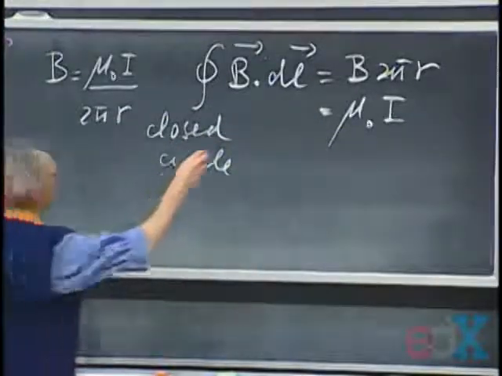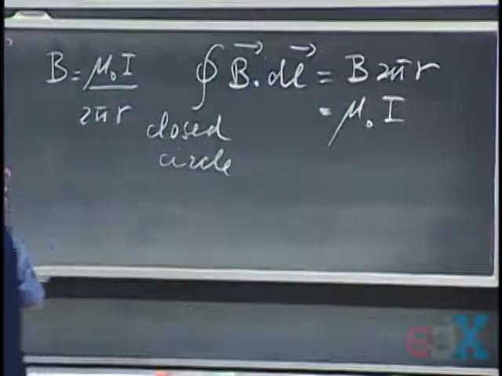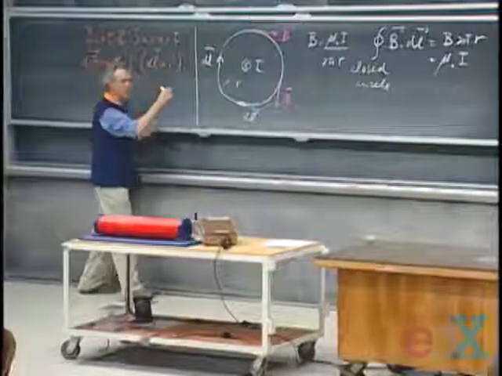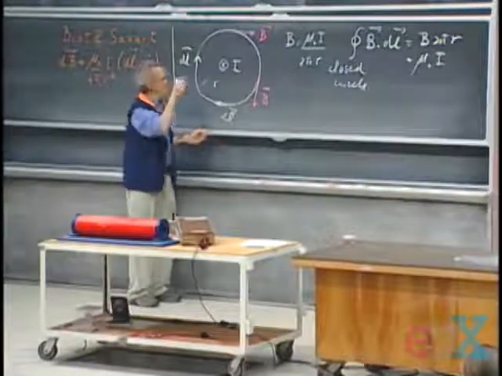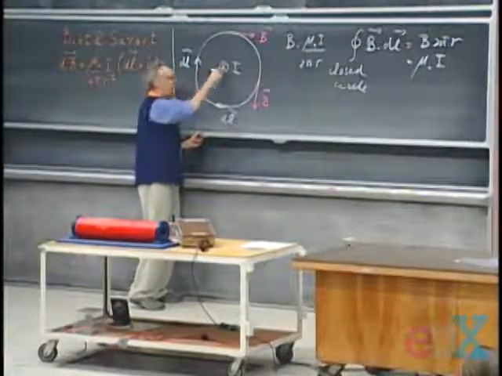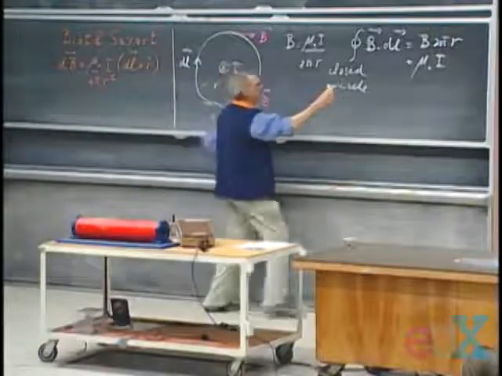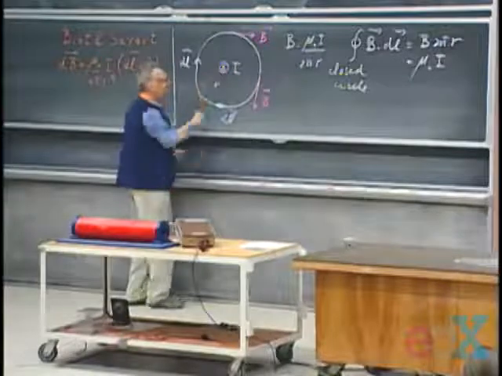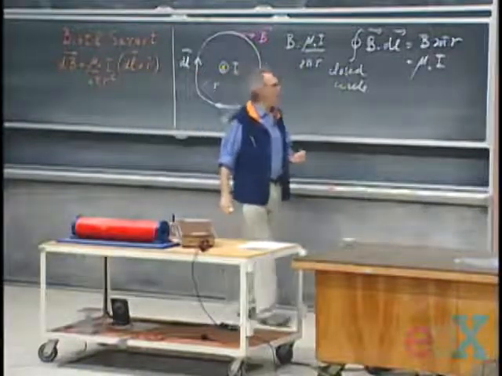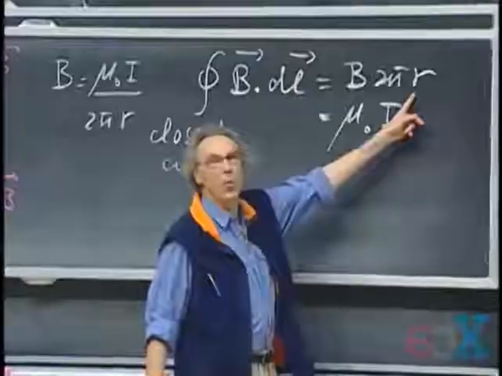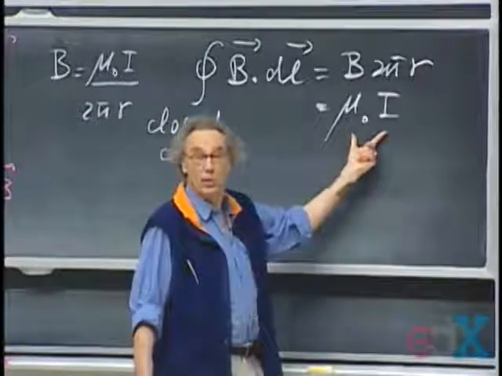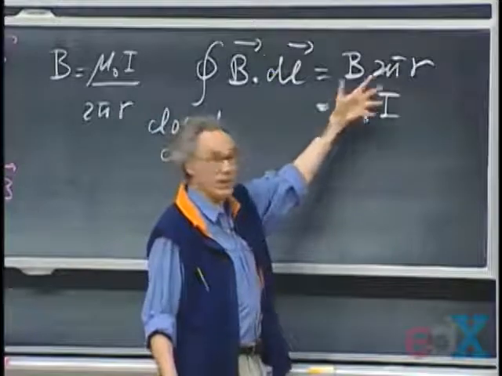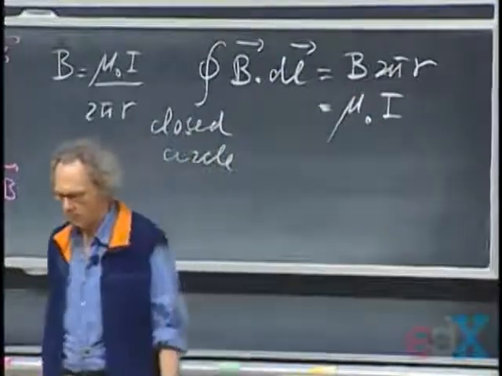This dl here has nothing to do with this dl here. Don't confuse the two. This dl is a small amount of length in the wire that goes into the blackboard, which carries a current. This dl is simply your dl when you walk around this current wire. And it doesn't matter at what distance you walk around, you always get mu 0 times I. You see it right in front of your eyes because B is inversely proportional to r.